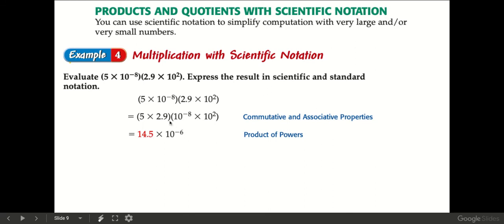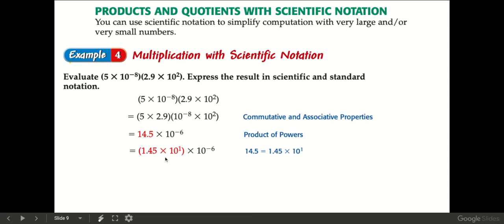Now, this is where some people run into trouble. They think that they're done because it's in scientific notation, but you remember one of the requirements for scientific notation is that this factor in front needs to be between 1 and 10. Right now, it's bigger than 10. 14.5 is too large, so I need to move the decimal place one value to the left. So I'm going to write 14.5 as 1.45 times 10 to the first.